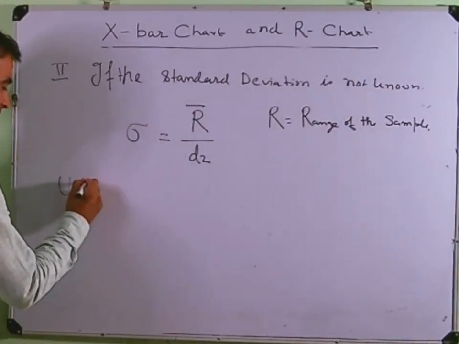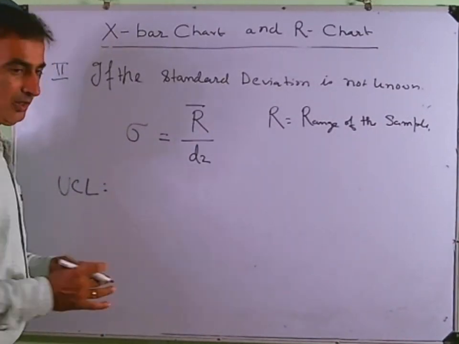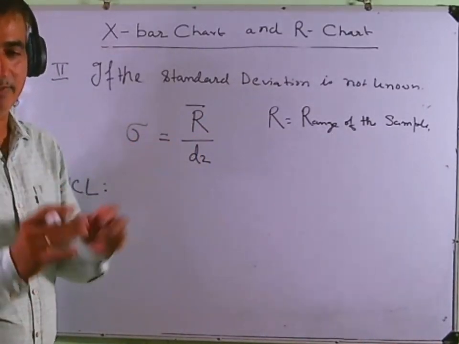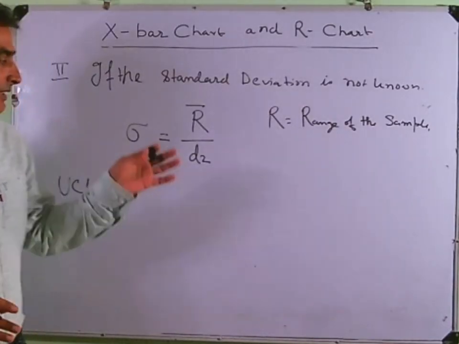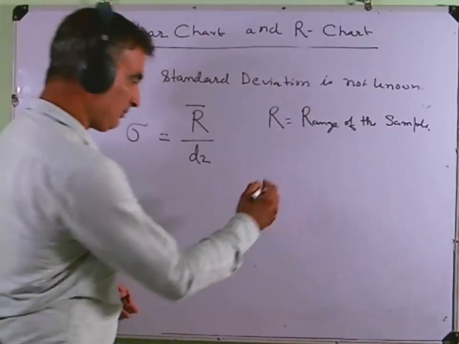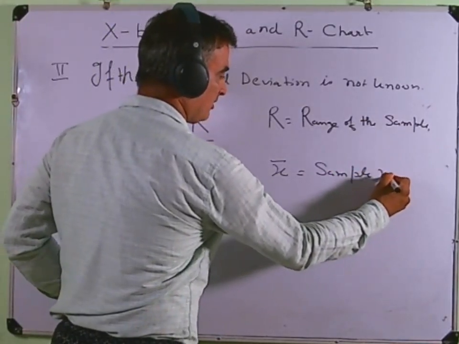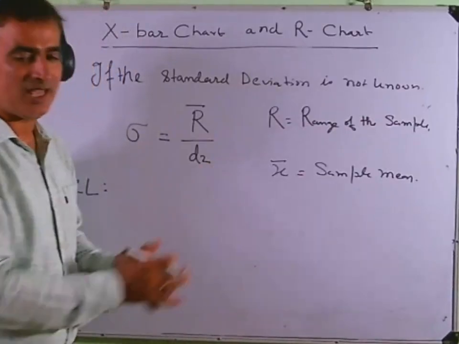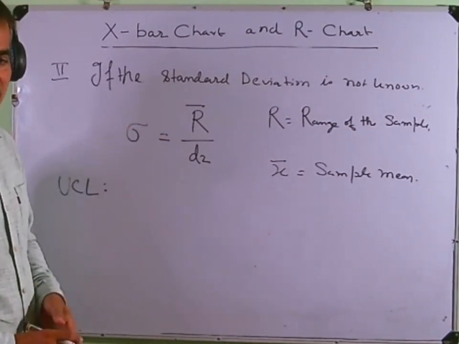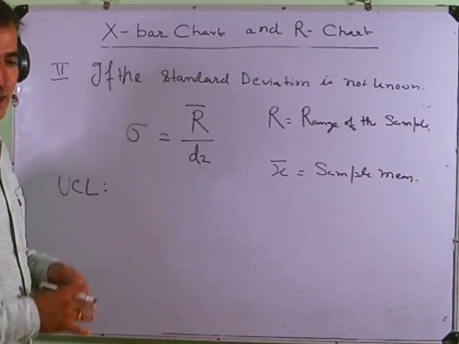So UCL, that is the upper control limit, becomes, now look, because we don't have the standard deviation and we don't have the population process mean. So in that case, we will take the average of all the samples and calculate the mean. That mean is called X bar. X bar is the sample mean. So we first calculate the sample mean of the entire sample, and then we calculate the standard deviation of the process using this formula, and then use both values to find the upper control limit and the lower control limit.